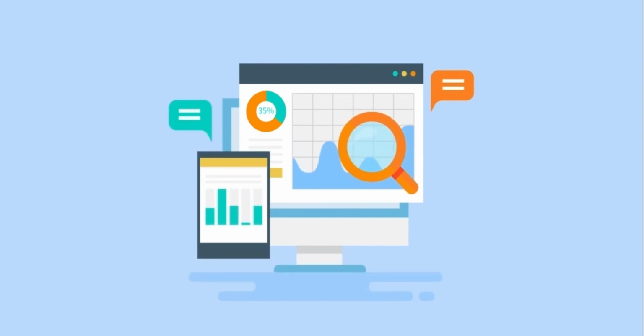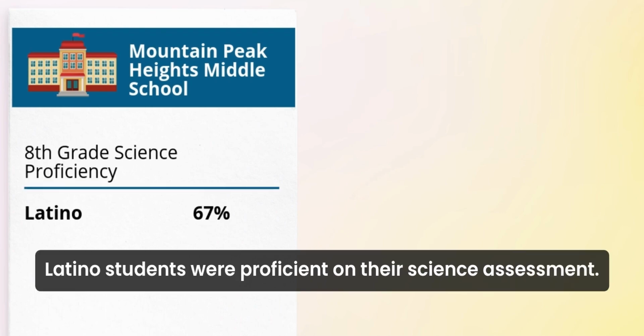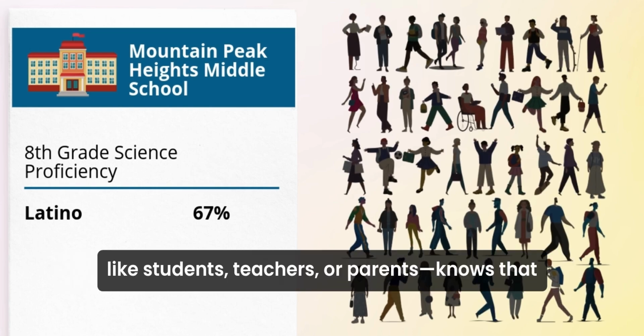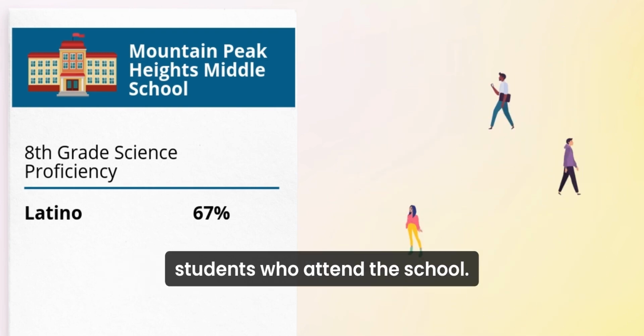Here's an example. Imagine we published a report about Mountain Peak Heights Middle School. The report says that 67% of 8th grade Latino students were proficient on their science assessment. Well, imagine that someone in the school community, like students, teachers, or parents, knows that there are only 3 8th grade Latino students who attend the school.